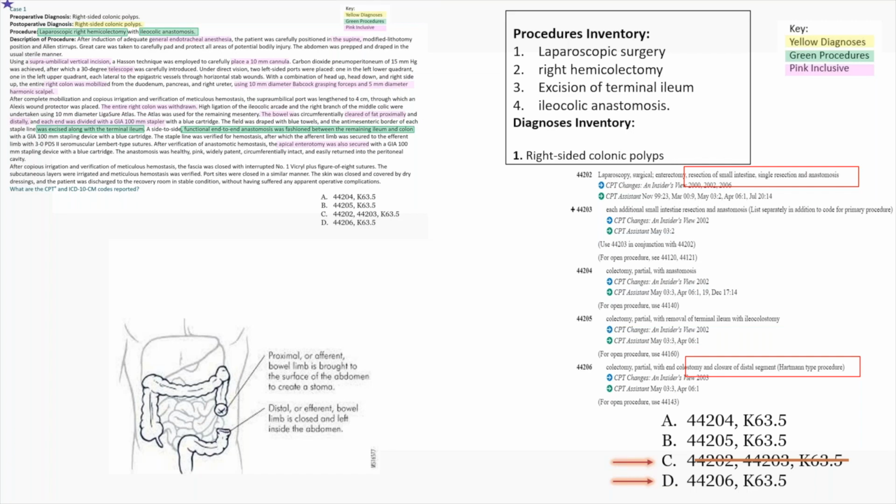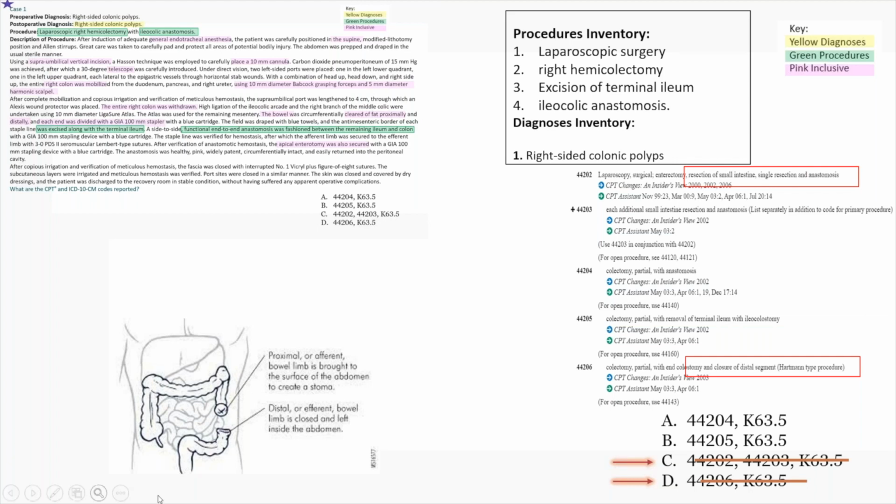Well, cross-checking with the procedure inventory, this doesn't match our procedure inventory. We have a right colon hemicolectomy performed along with the terminal ileum excision, and an anastomosis is also performed in our procedure. This doesn't look like our procedure. That eliminates option D as well.